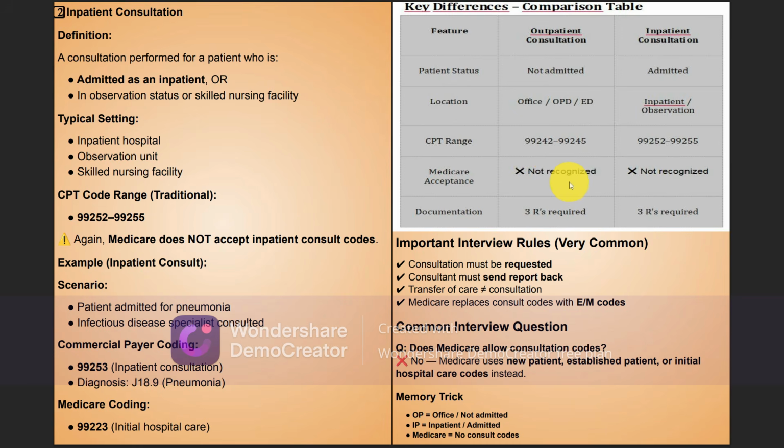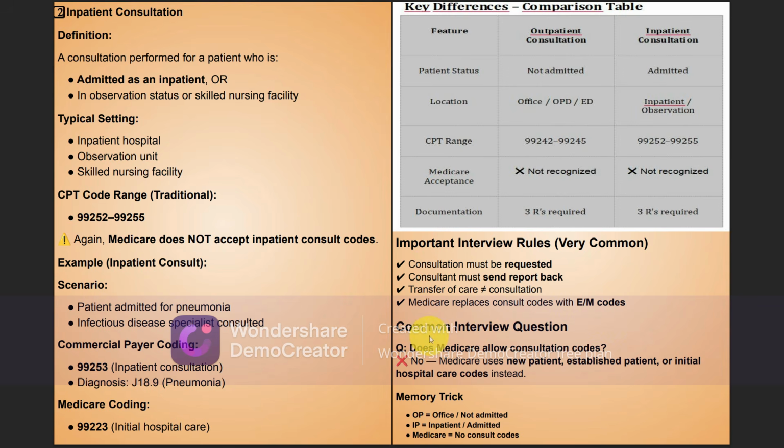So at that time we use outpatient E/M codes and inpatient E/M codes. Documentation: 3 components required, 3 components required. So we are following this. Important interview rules, very common: consultation must be requested, the consultation report must be sent back, and there is no transfer of care. Medicare replaced consultation codes with E/M codes, crosswalk codes.